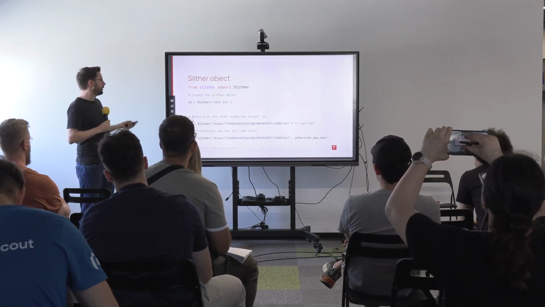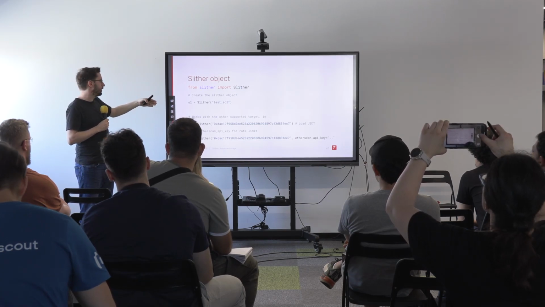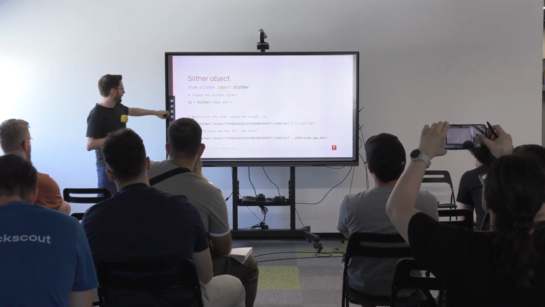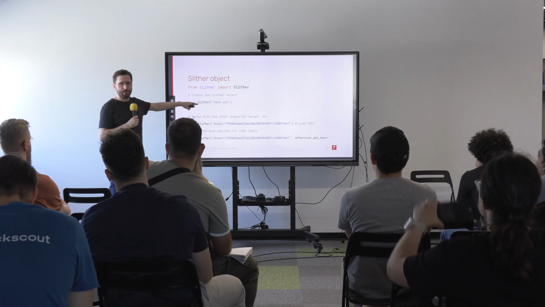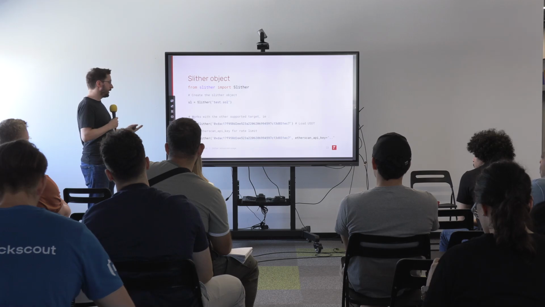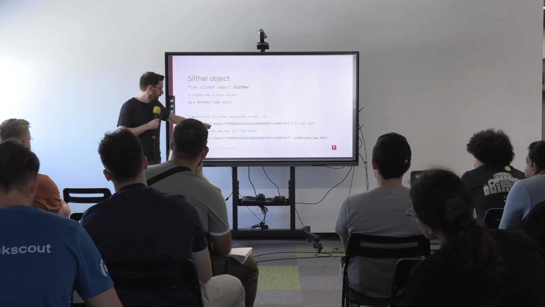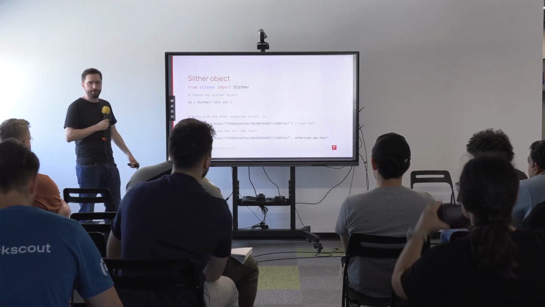Here in this code, we are creating a Slither object, pretty straightforward. From slither import Slither, and you just instantiate a Slither object with a target. As I mentioned previously, as a target, you can also provide an address. So here I'm doing the same: I'm creating a Slither object, and this is the address of USDT.